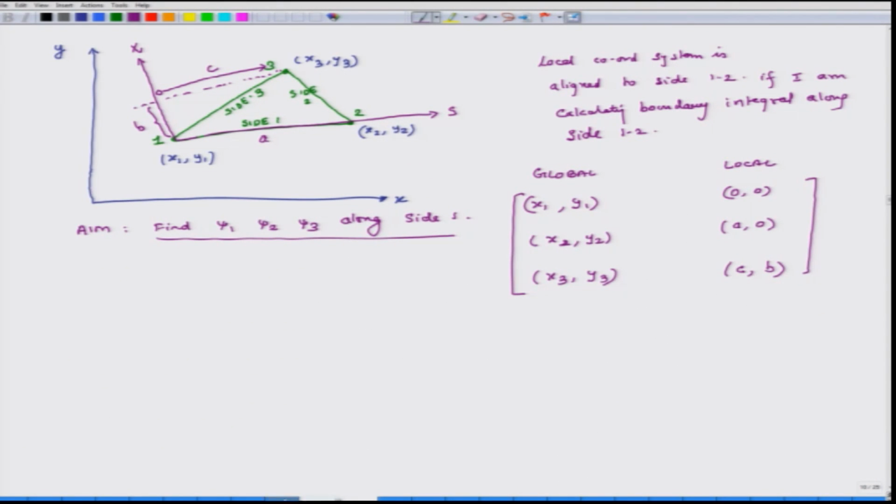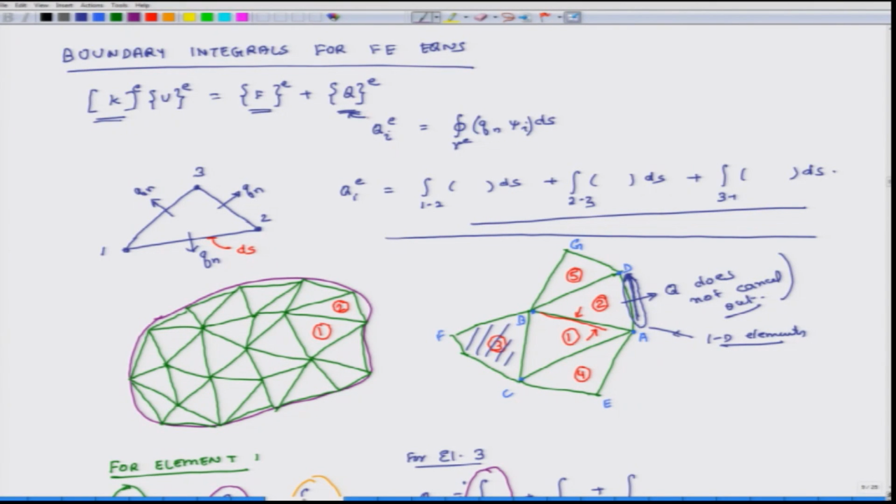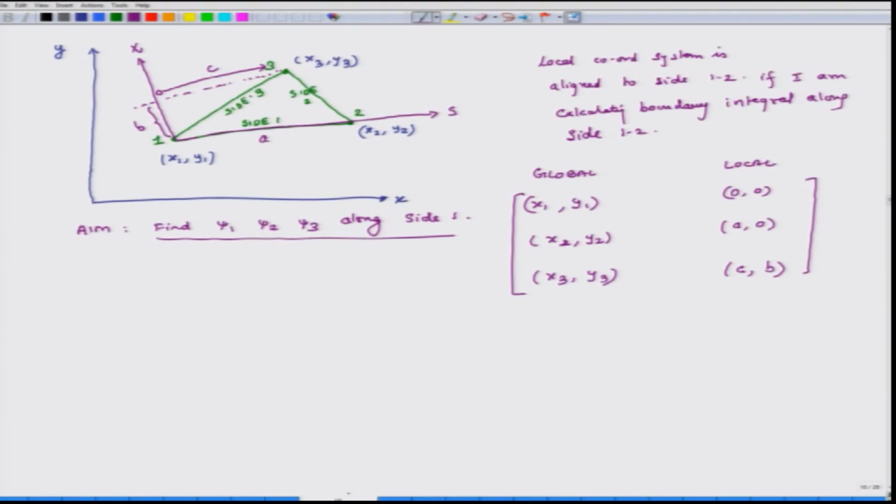Why do we want to do that? Because in my boundary integral I have psi I, and if I want to use the local coordinate system, then I have to find the formula for this. Understood? And what about Qn? Qn would be known, right? Qn would be known, because only then can I calculate. If I don't know Qn, then how can I calculate the boundary integral? So Qn has to be known. Then I can calculate the boundary integral. Okay. So this x1, y1 maps to 0, 0, x2, y2 maps to A, 0, x3, y3 maps to C, B.